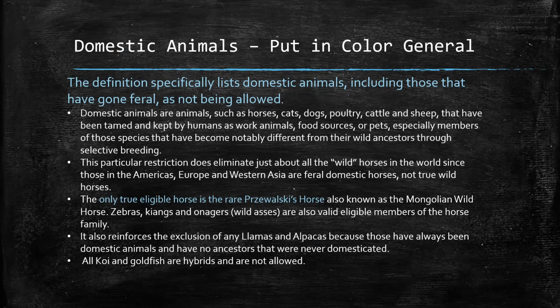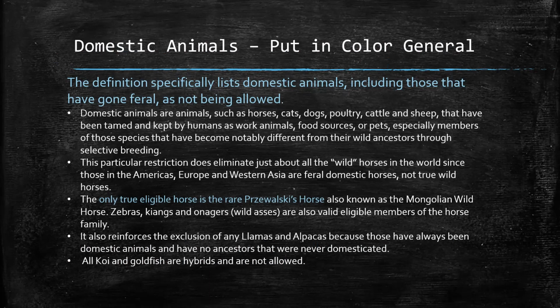This particular restriction does eliminate just about all of the wild horses in the world, since those in the Americas, Europe, and West Asia are feral domestic horses, not true wild horses. The only true eligible horse is the rare Przewalski's horse, also known as the Mongolian wild horse. Zebras, kiangs, and onagers are also eligible members of the horse family.